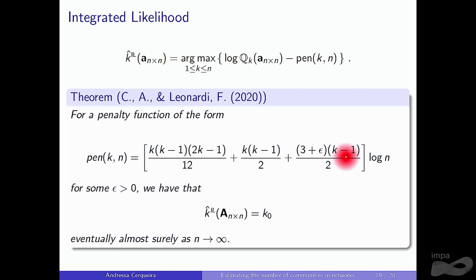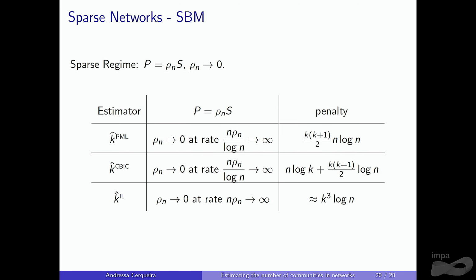Something like that, times a constant, right? So here it's what we call a strongly consistent estimator because we have almost sure convergence instead of convergence in probability, right? This is the difference from these works. And if we compare, I'm going to compare the penalty in the next slide because I think it's easier.